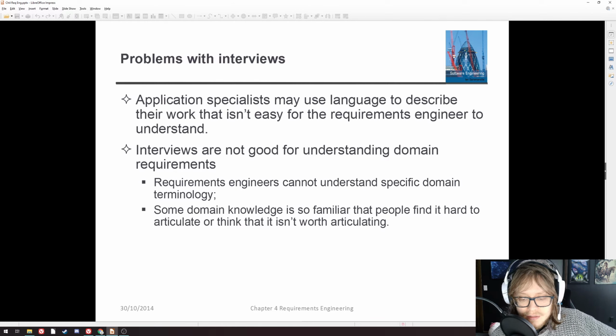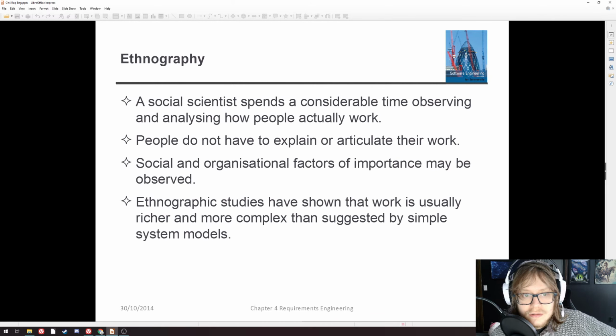And then some people, when they're talking about their domain knowledge, they forget that you're not an expert. And that's a very common thing. They'll use acronyms you don't know, terms you don't understand, or they'll just not articulate things that they think are too simple or too straightforward. And then you'll end up missing requirements because you missed the most basic thing, the thing that they didn't even think was worth explaining to you.